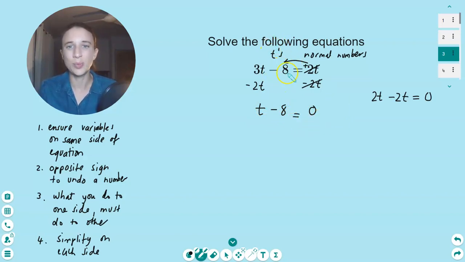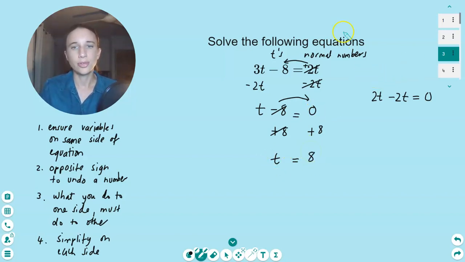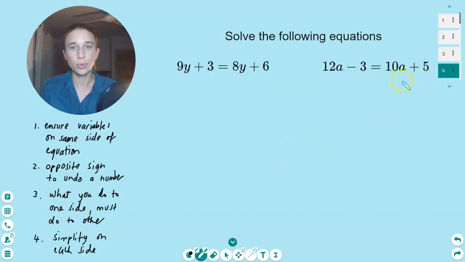We need the t's on one side and the normal numbers on the other. How can we get that normal number over the other side? What's the opposite of taking away 8? We're plusing 8. And what we do to one side of the equation, we must do to the other. So taking away 8, plusing 8, we'll cancel it. Left with t. 0 plus 8 is 8. So we're flying through it. Pause if you need to and try it yourself.